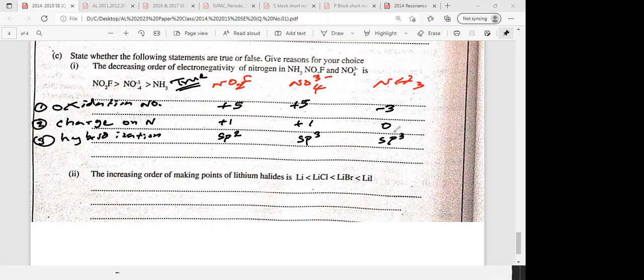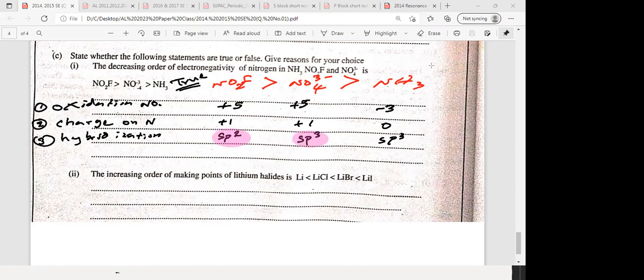Oxidation number I gave, charge on nitrogen I gave. So by considering all three, which one has the highest electronegativity? This nitrogen in NO2F, so the given statement is correct. Thus plus 5 and plus 1 both become more significant here, and sp2. This is the most important thing.